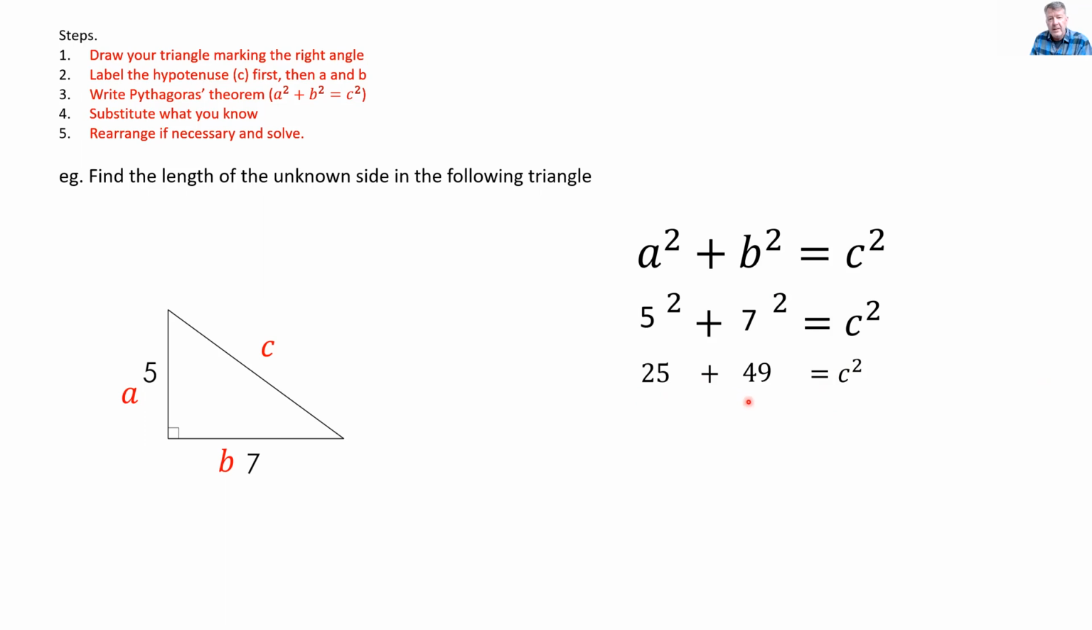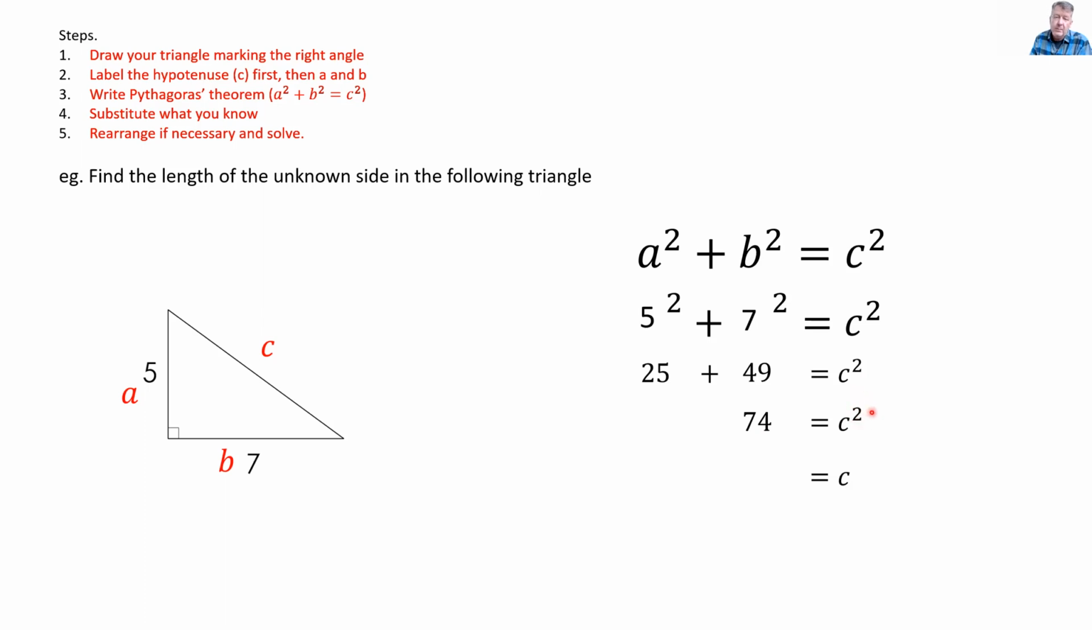25 plus 49 is 74, which still equals c squared. Now, common mistake. People stop there and go, yeah, c squared is 74. That means that length is 74. It's not. This is c squared. We don't want c squared. We want c, which means we have to get rid of this squared here.